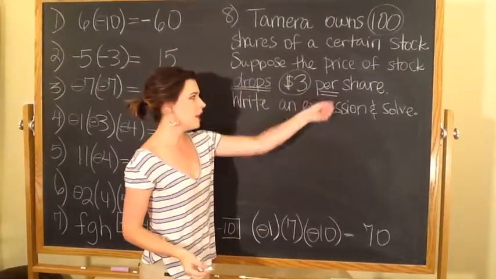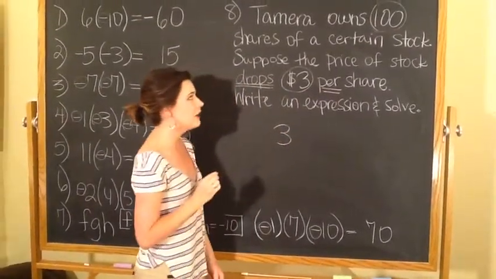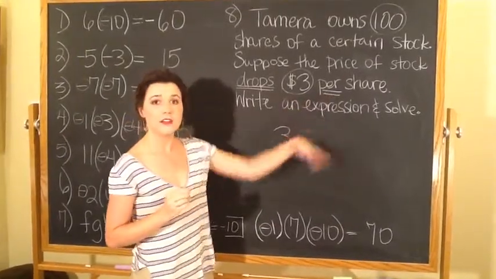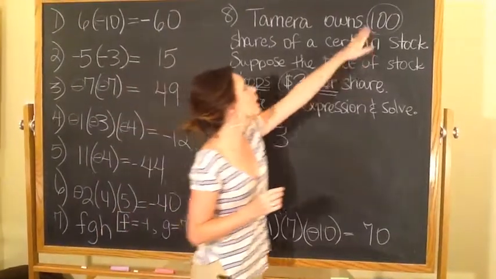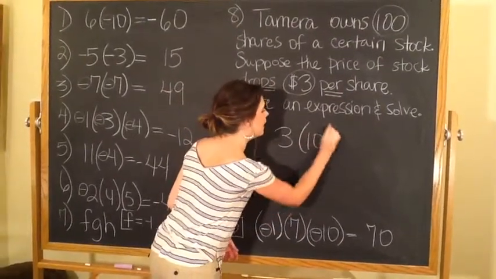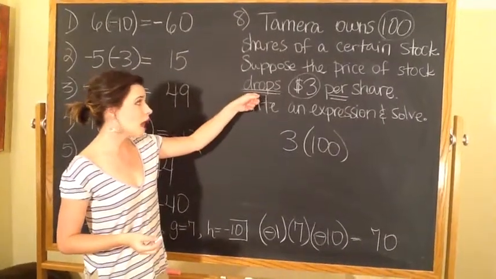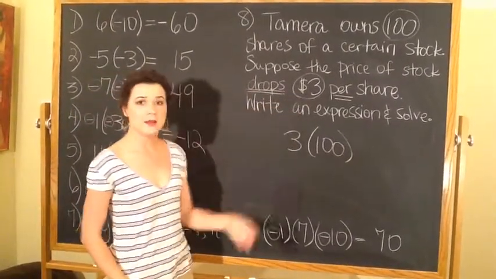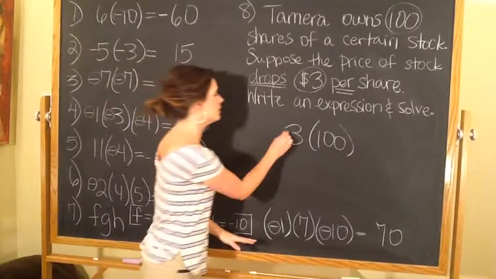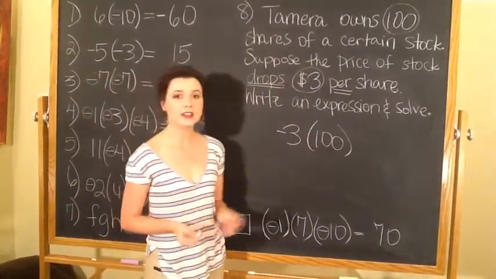So if we have $3 per share, that means we're going to be doing 3 times how many shares we have. So now we need to figure out how many shares does she have again? Oh yes, she has 100 shares. So we're going to multiply by that by 100. But we're missing something. When we see the word drops $3, that means it's going down $3, so it's going to be a negative $3. So we wrote our expression, and now let's go ahead and solve it.